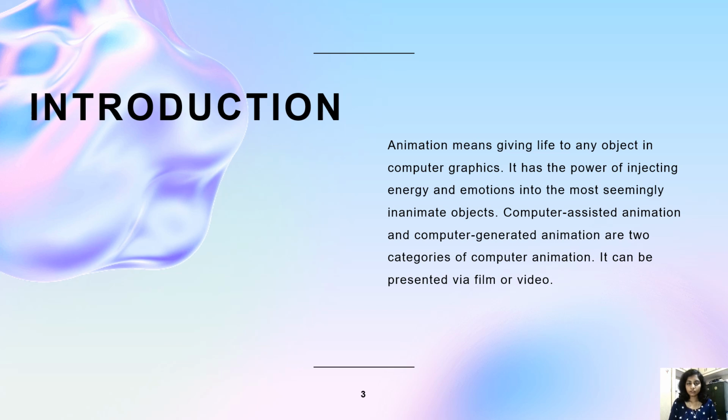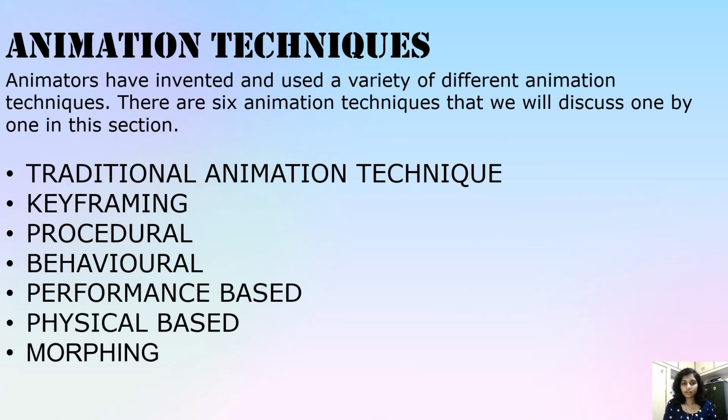Animation means giving life to objects, and it injects power and emotions into an object which is normally static. Computer assisted animation and computer generated animation are the two categories of animation. It can be presented through film or videos also. Animators have invented and used a variety of animation techniques, so in this video we are going to discuss six of them: traditional animation technique, keyframing, procedural animation technique, behavioral, performance based, physical based, and morphing.